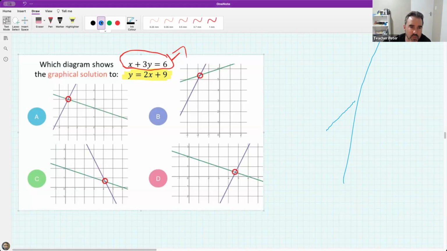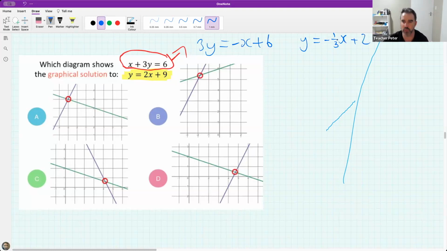So what I need to do now is take the x to the other side, and I'm going to get 3y equals minus x plus 6. And if I divide both sides by 3, I'm going to get y equals minus 1 over 3x plus 2.